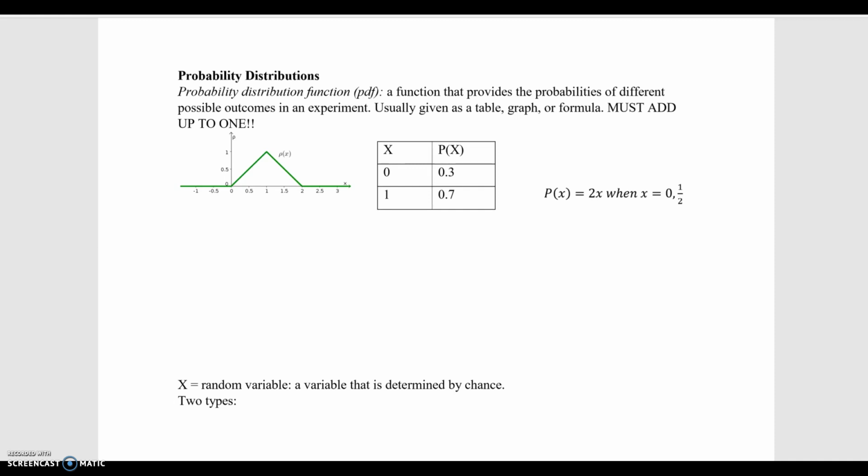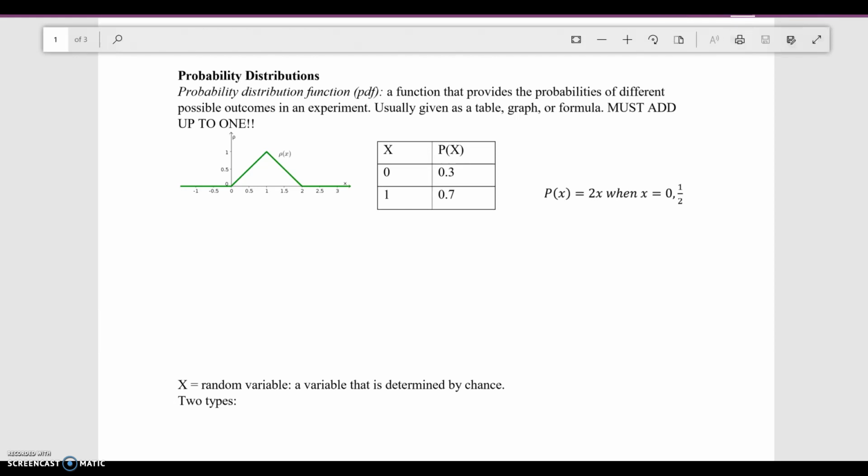So a probability distribution function, the way that I'm going to say this is, I'm going to go ahead and say this as a PDF. So that's abbreviation for probability distribution function. It's just a function that provides the probabilities of different possible outcomes in an experiment.